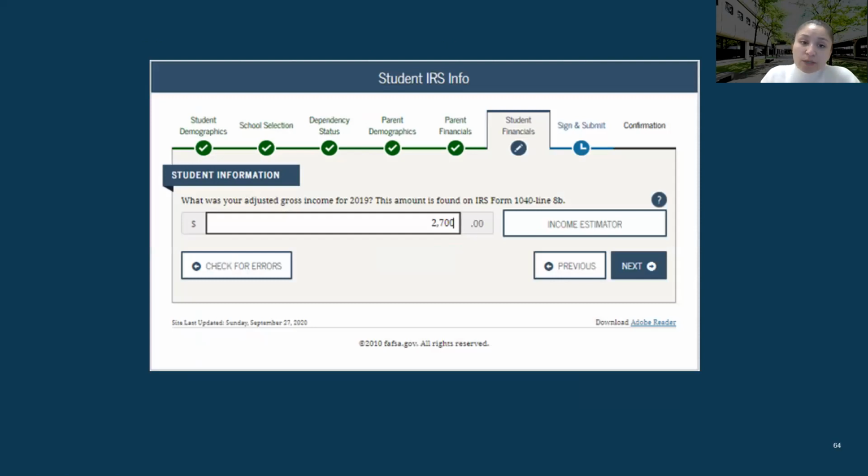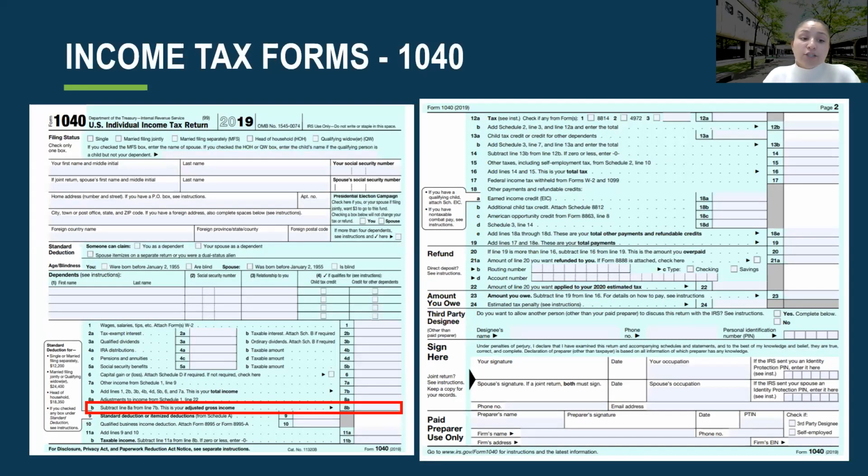Okay, the following section will address adjusted gross income for 2019. This amount can be found on your 1040 form, line 8B. And you're probably curious, where do I find this? How do I know it's line 8? So underneath the dependents, the lines are numbered 1 through 8. And you want to make sure that you see line 8B, because 8 has A and B, so you want to make sure to identify 8B.